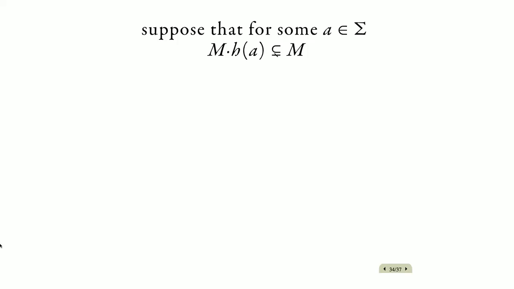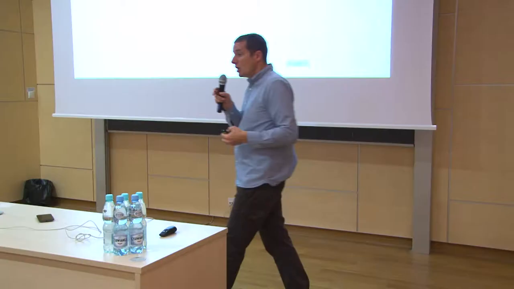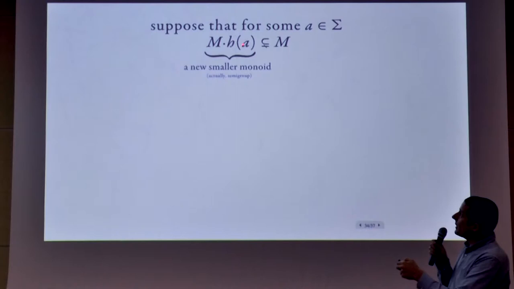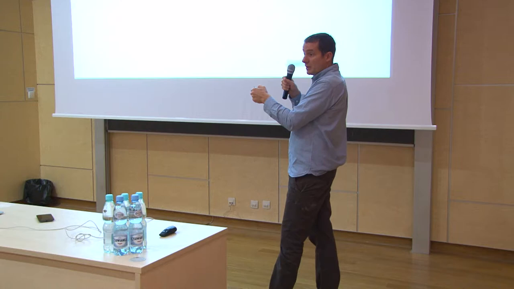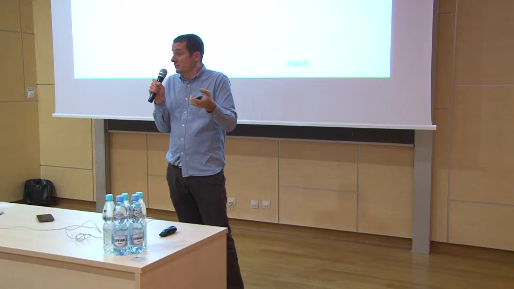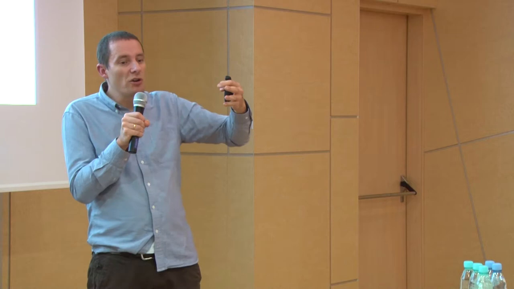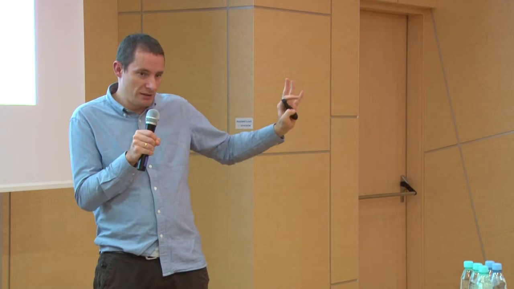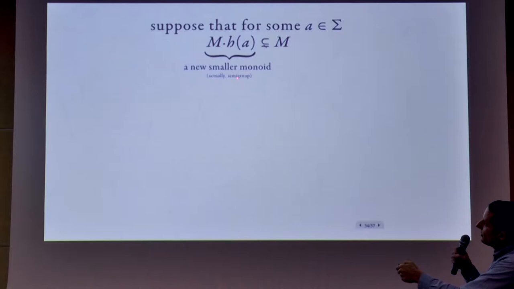The first observation is that this subset here is a subset of the monoid, and it's a proper subset, so we can apply the induction assumption to it. It's smaller, but it's also a monoid because it's closed under multiplying elements. If you multiply two elements which end with h of a, then the result also ends with h of a. It doesn't have a unit, so technically speaking, I should have from the beginning talked about semigroups. If you do this proof in terms of semigroups, then this is actually what's going on. That's why it says here in very small font, it's actually a semigroup.